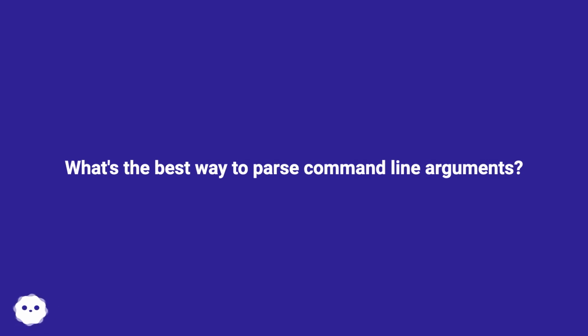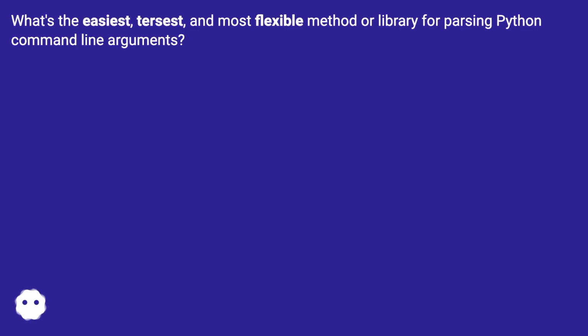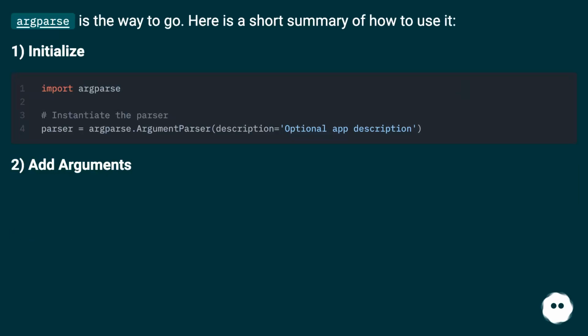What's the best way to parse command line arguments? What's the easiest, tersest, and most flexible method or library for parsing Python command line arguments? Parse is the way to go.